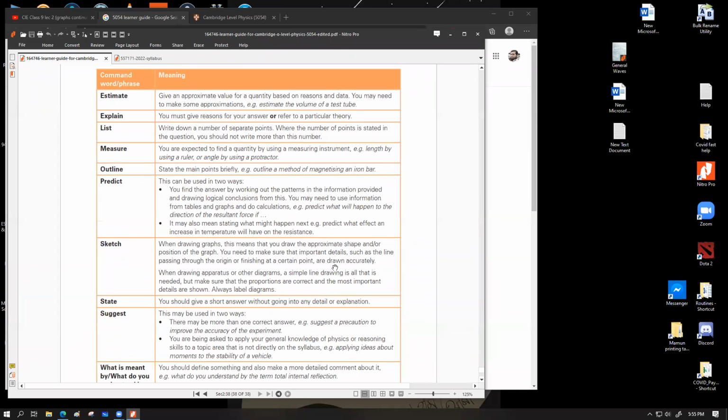Anything from this page? Estimate, explain, list, measure, outline.